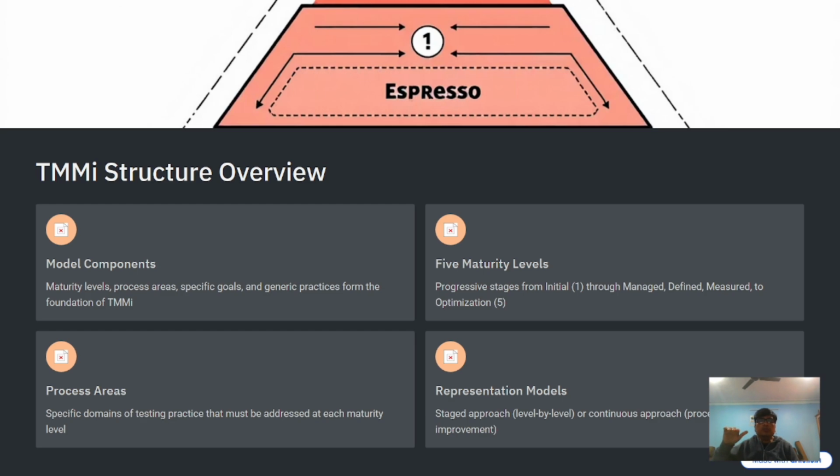Let's go to the 5 different maturity levels. Like CMMi, there are 5 different maturity levels in TMMi as well. The progression starts from the initial phase. It is kind of ad hoc, with no processes. Then it goes to managed. In managed, some of the processes are implemented, but moreover, management control comes into this particular phase.